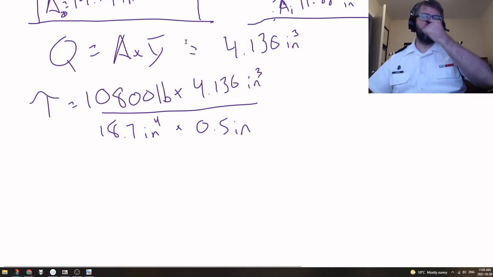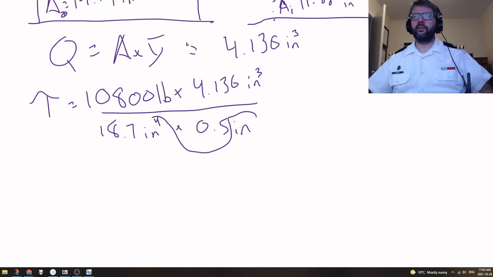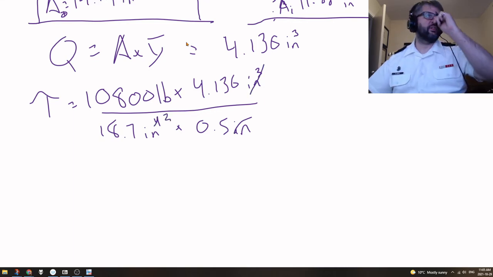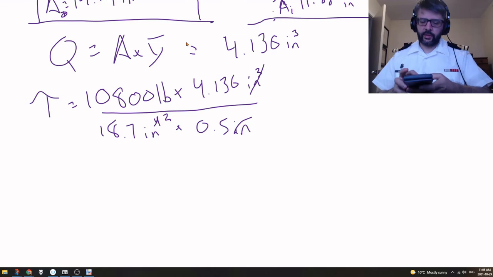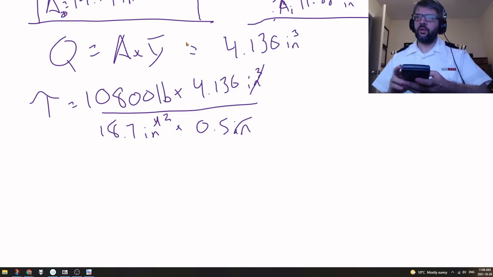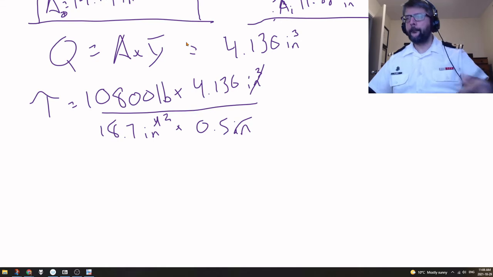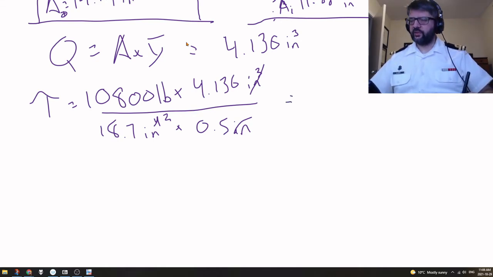So down below we've got inches to the fifth. Up top we've got inches to the third. So once we cancel that out, we're going to have inches squared. So now leaving pounds per square inch is exactly what we expect, PSI. All right, so that gives us 4.78 KSI.